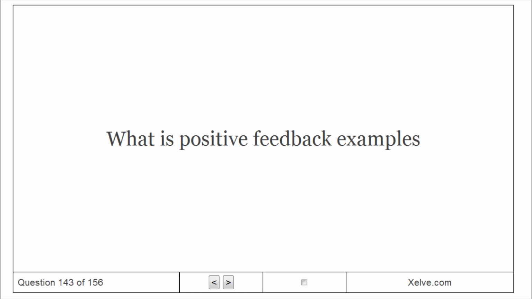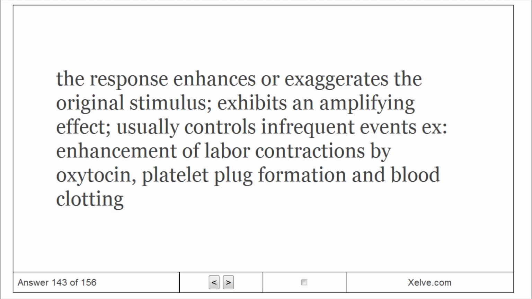What are positive feedback examples? The response enhances or exaggerates the original stimulus, exhibits an amplifying effect, usually controls infrequent events, enhancement of labor contractions by oxytocin, platelet plug formation and blood clotting.